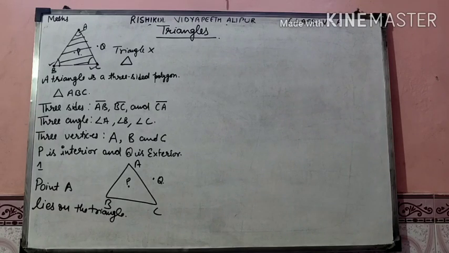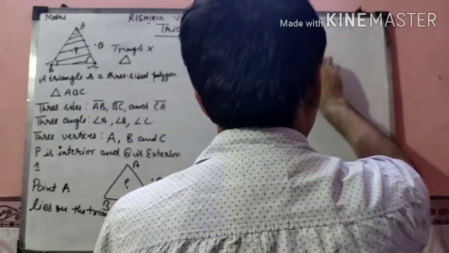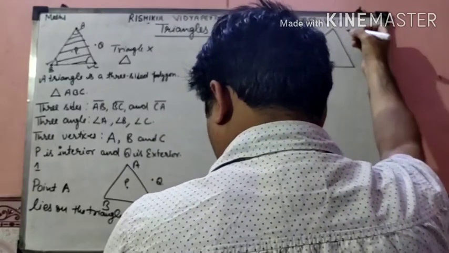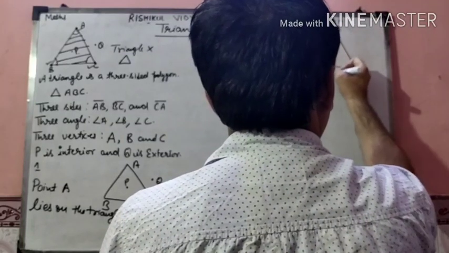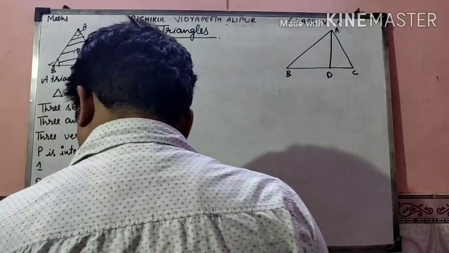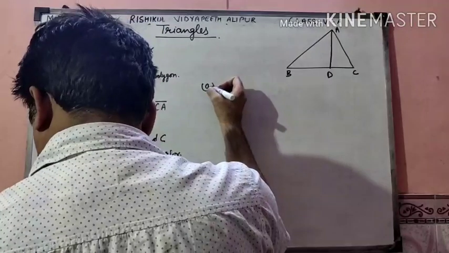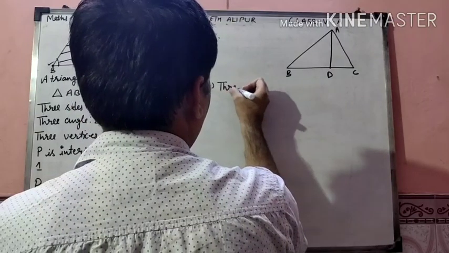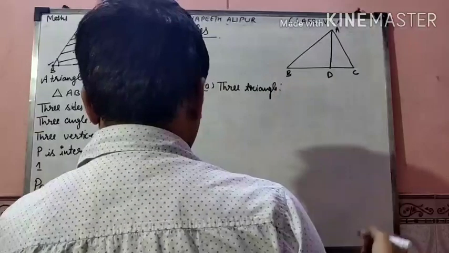The next question is: identify 3 triangles in the figure. You have been given a figure with the points A, B, C, and D. Now you have to identify 3 triangles. Can you identify 3 triangles?